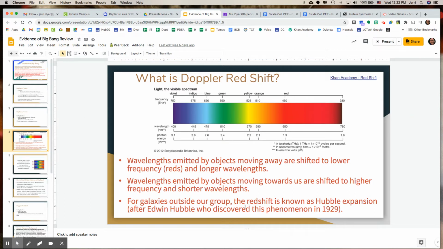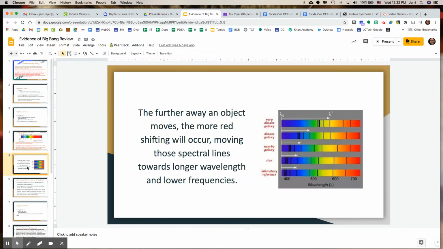For galaxies outside our group, this redshift is known as Hubble expansion. Edwin Hubble did a whole lot of discovery about objects in space and motion in space, and he discovered this phenomenon in 1929. Now, here's something that's quite interesting. This is a pretty good graphic to show that. The further away an object moves, the more redshifting will occur.